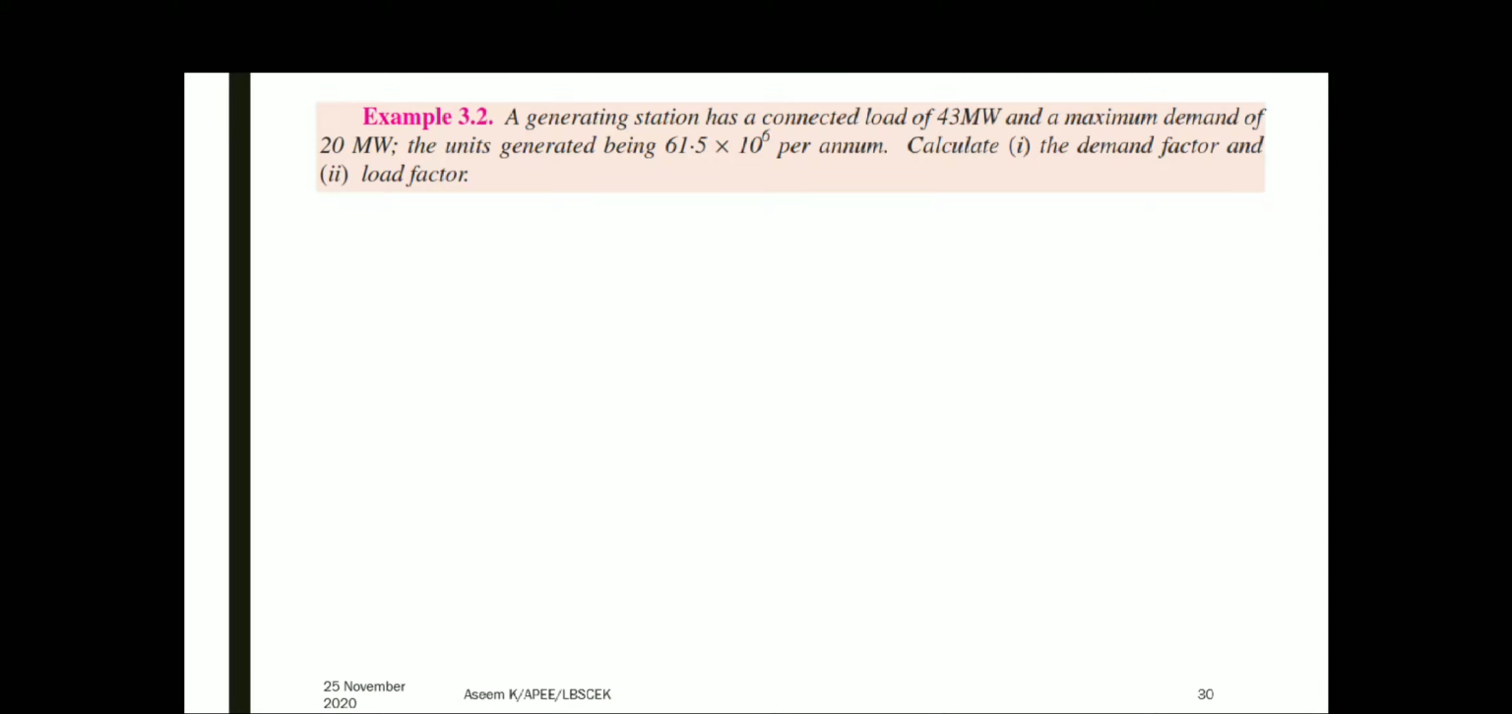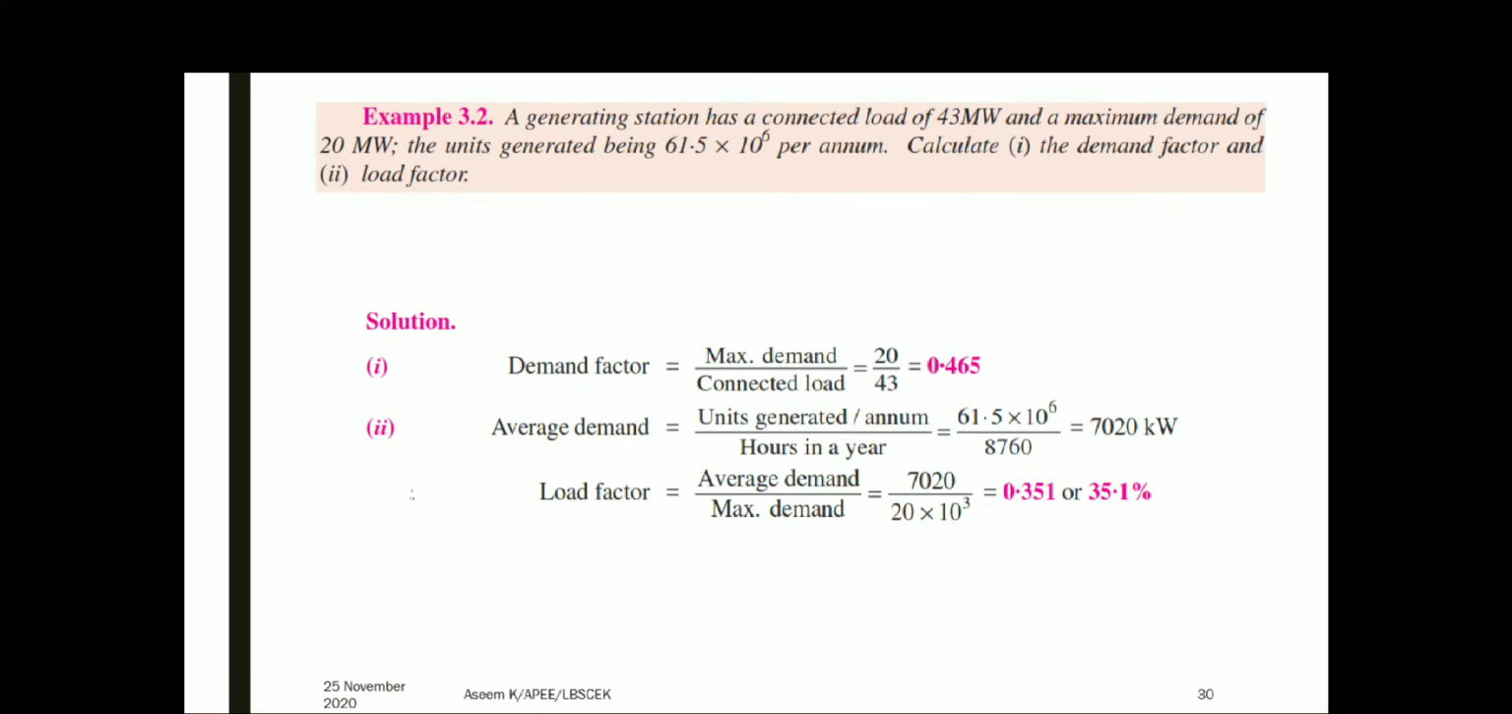Then a generating station has a connected load of 43 megawatt and a maximum demand of 20 megawatt. The units generated are 61.5 into 10 raised to 6 per annum. Calculate the demand factor and the load factor. So demand factor is nothing but a ratio between maximum demand and connected load. Maximum demand divided by connected load. Maximum demand is given here, 20, to the connected load, which is also given, that is 43. So you can calculate the demand factor as 20 divided by 43, that is 0.465.